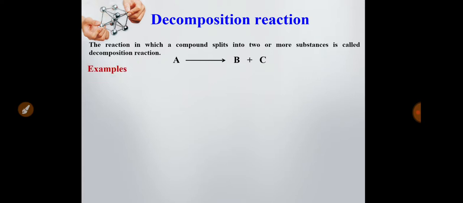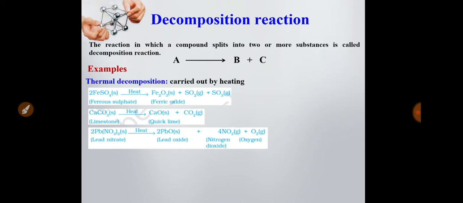Now examples. We can say that decomposition reaction takes place under different conditions. The first condition is thermal decomposition. That means the decomposition process takes place by heating, and that is called thermal decomposition. These are the examples of thermal decomposition. First one is the most important example, the green color iron sulfate or ferrous sulfate crystal. When heated, it will form brown color ferric oxide solid, along with pungent smelling sulfur dioxide and sulfur trioxide gases evolved.